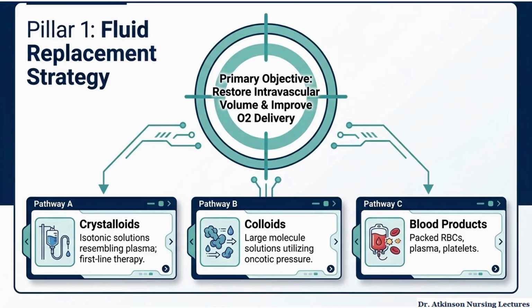3 fluid pathways, and you need to know when each one is appropriate. Crystalloids are your first line, isotonic solutions that resemble plasma and get volume into the intravascular space fast. Colloids like albumin are large molecule solutions that stay intravascular longer by oncotic pressure, useful when you need sustained volume expansion. Blood products, packed red cells, plasma, platelets, are your escalation when the problem isn't just volume, but oxygen carrying capacity or coagulation. Each pathway has a specific clinical indication. First line is crystalloid. You escalate from there based on what the patient needs.